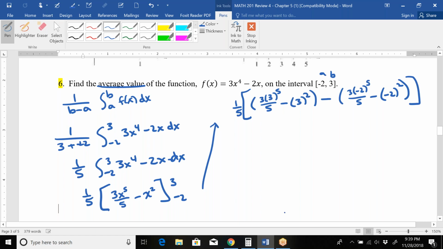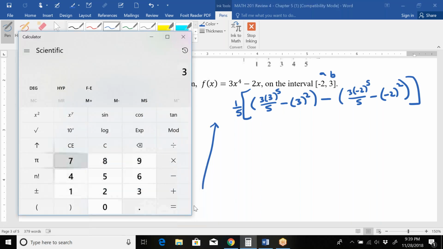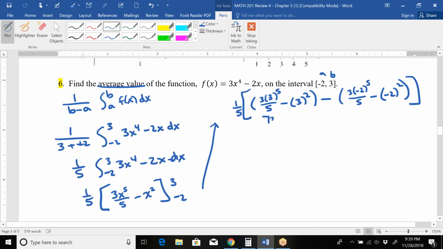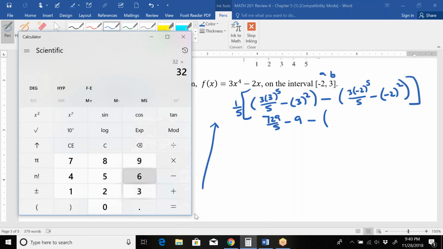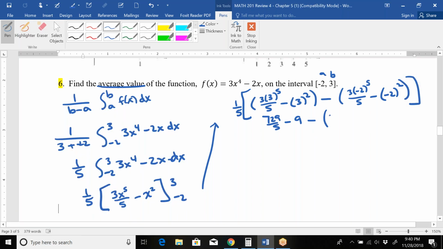So let's work this out. This is really 3 to the 6th on that first top. So 3 to the 6th is 729 over 5 minus 9, minus, I'm going to keep my parentheses for a second, -2 to the 5th is -32. 32 times 3, so that's going to be -96 over 5. This is 4, and it's got a minus sign on it. Because that was a negative at the very beginning of that second group, we have to change both of those signs.